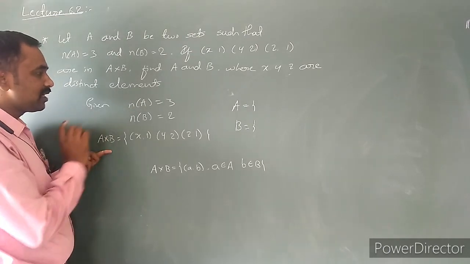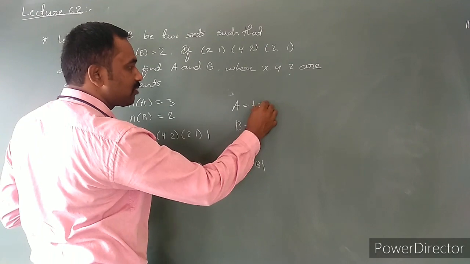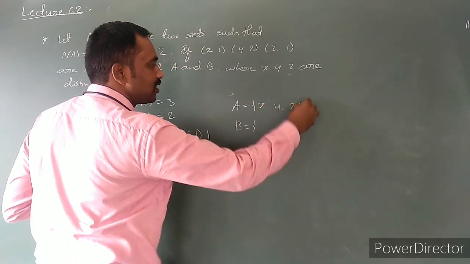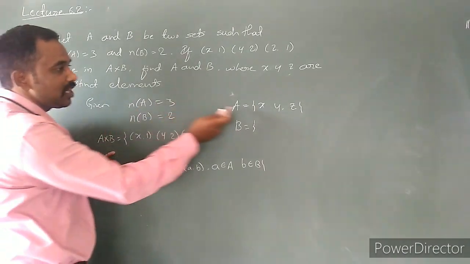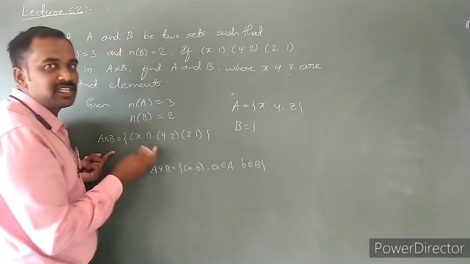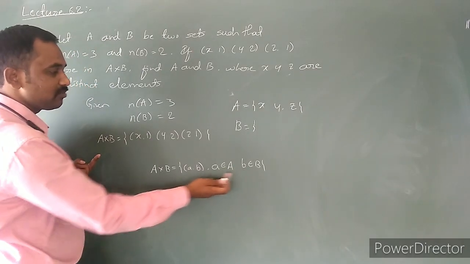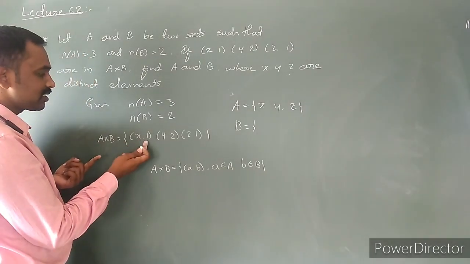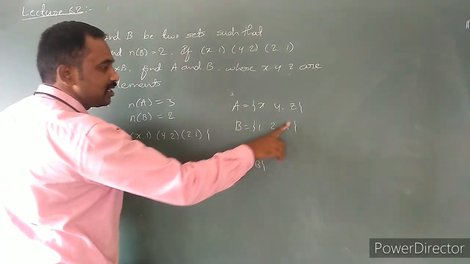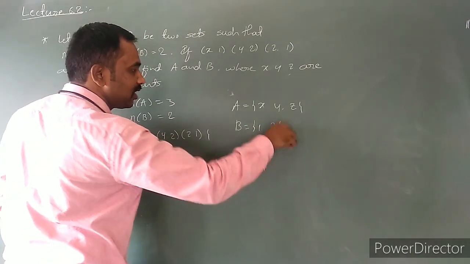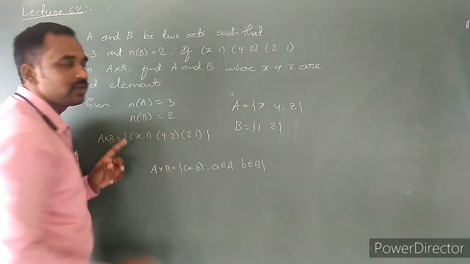The ordered pairs of the Cartesian product are already given. We are required to find set A, the first elements of the ordered pairs. What are the first elements? x, y, z. Set A contains how many elements? x, y, z, all distinct. That's all. Set B, what is set B? The second elements of the ordered pairs. What are the second elements? 1, 2, 1. 1 is repeated, so neglect it and write only once: 1, 2. Set B contains 2 elements.